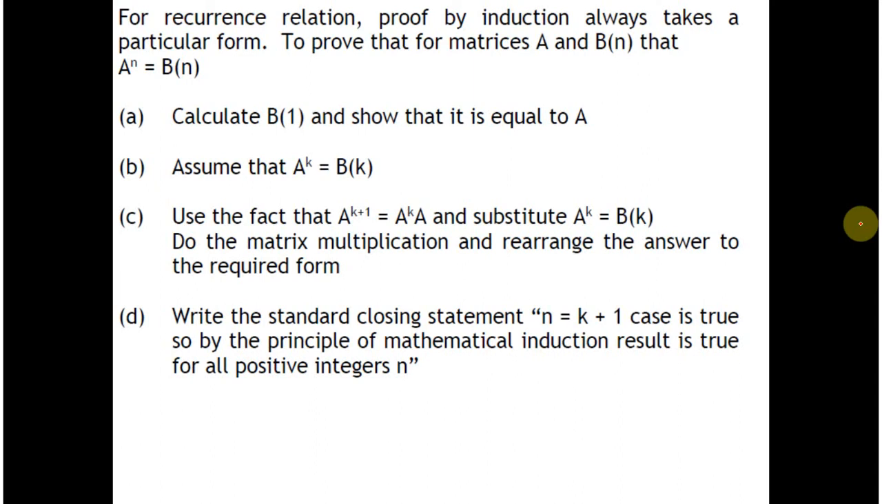For recurrence relations, proof by induction always takes a particular form. So to prove that for matrices A and B_n, that A^n = B_n, we calculate B_1 and show that it's equal to A. We assume that A^k = B_k. Then we use the fact that A^(k+1) = A^k times A, and substitute A^k = B_k, and basically multiply out the matrices and rearrange the answers to the required form. Of course, we finish off by writing the standard closing statements.